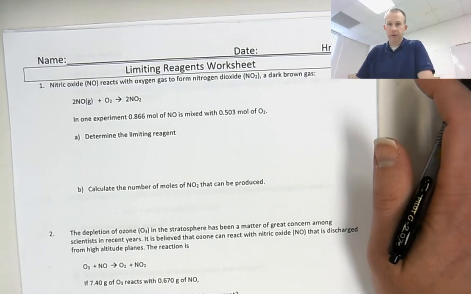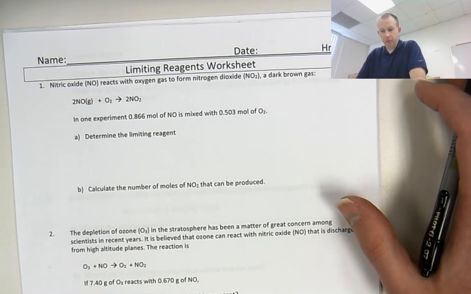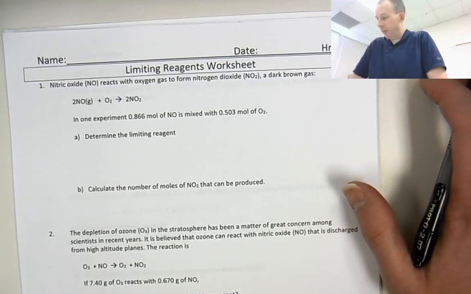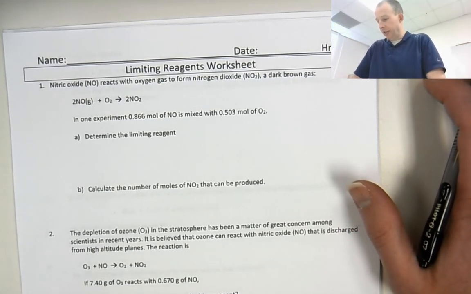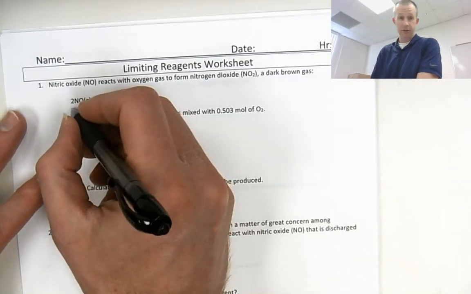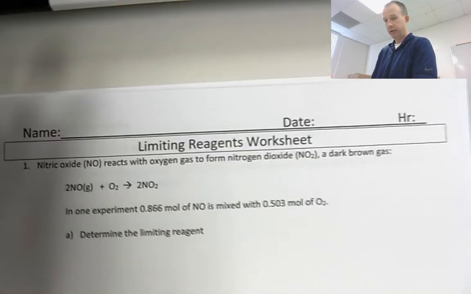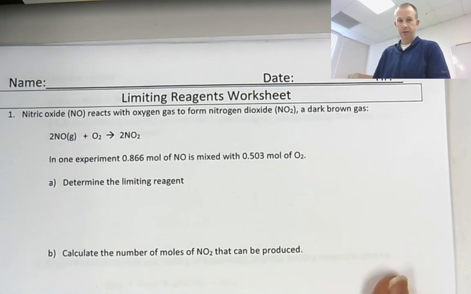Today we're going to talk about limiting reactants, what that is, how you can calculate them, and what you can do with them. The basic idea, as we've talked about in class, is that when you have a chemical reaction, you have two reactants. I'm going to refer directly to your homework because that will make life easier on you.